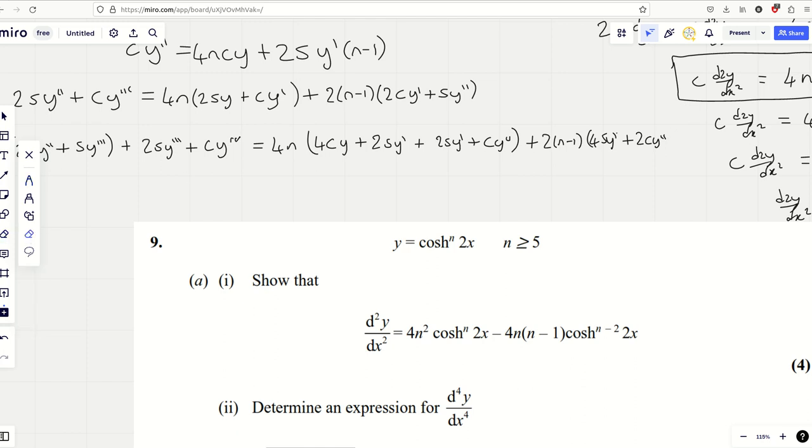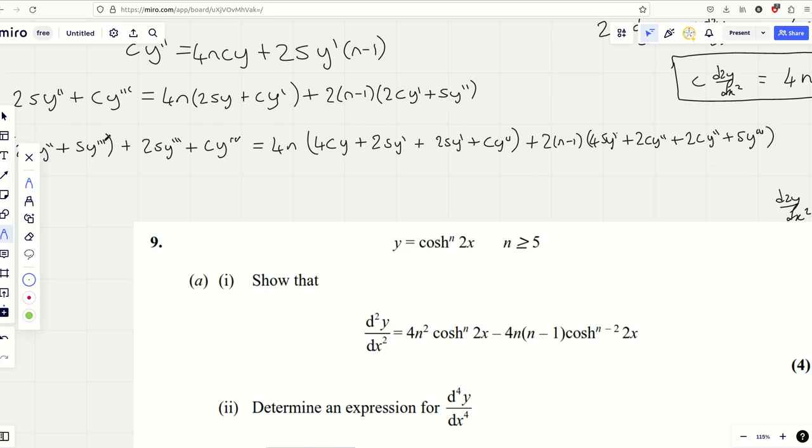Can I just squeeze this in? Give me more space, please. Plus, so we'll have 2c y double dash plus s y triple dash.